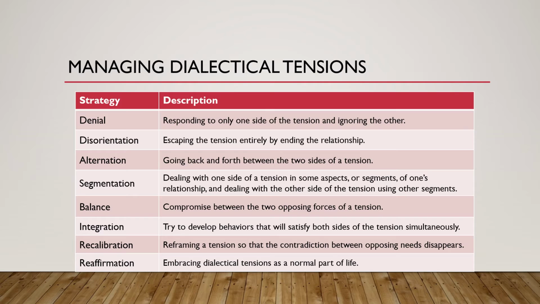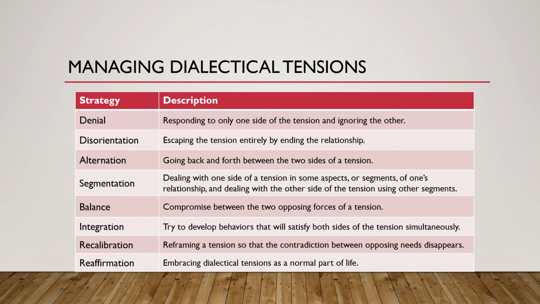Alternation is going back and forth between the two sides of the tension. So we might choose, for a short period of time, to focus on spending time together, and then we spend some time apart, and then we spend a lot of time together, and then we spend a lot of time apart. So kind of think about this as maybe like a wave chart. At some points we are really focusing on maybe predictability. We are in that comfort, and then we introduce a lot of novelty for a while, and then we go back to this kind of predictability. So going back and forth between both sides of the tension.